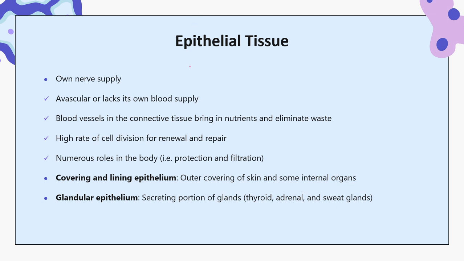Now here some characteristics of epithelial tissues are mentioned. For example, epithelial tissue has its own nerve supply, but it is avascular in nature. Avascular means it lacks blood supply. So wherever nutrition is required, it will be provided with the help of the connective tissue. As connective tissue contains blood supply, the nutrients and other important material required for the growth of cells will be provided by the connective tissue by the process of diffusion.